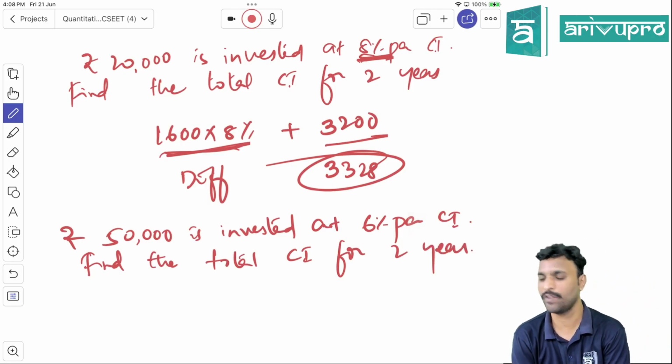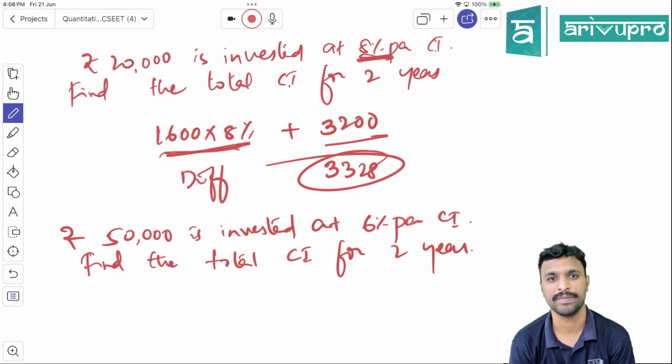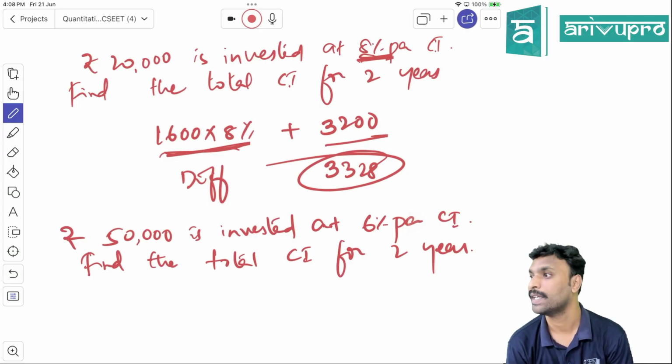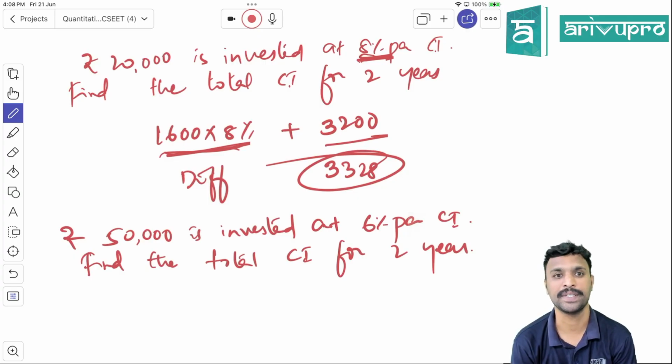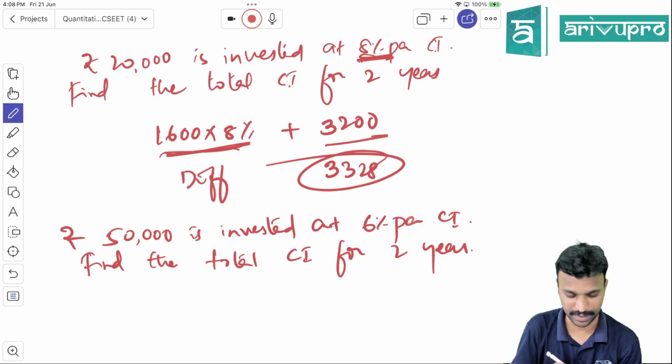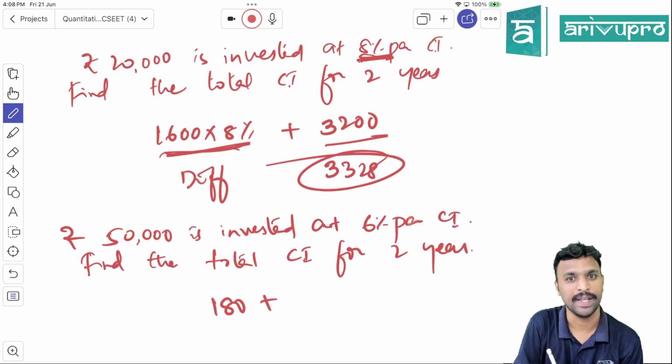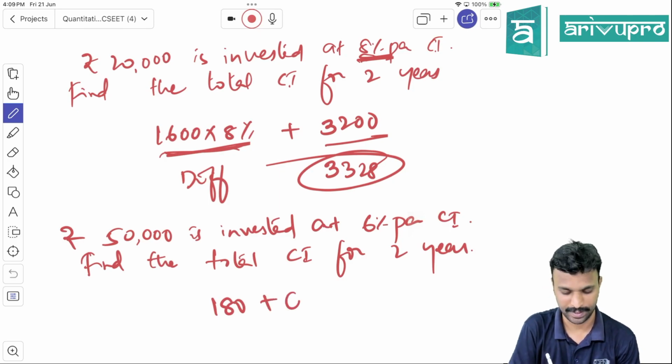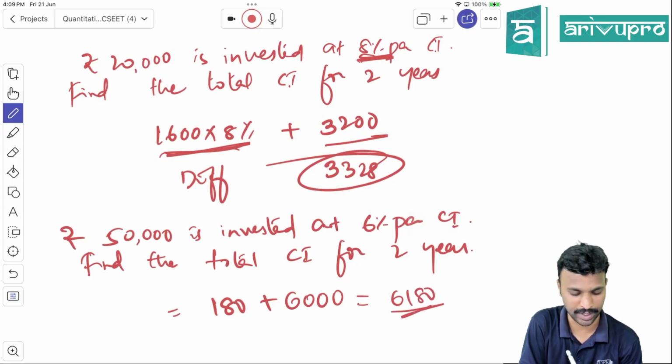First of all, SI for 1 year. 6% on 50,000 is 3,000. Now on 3,000, 6%: 1% is 30, so 6% is 180. So 180 plus 3,000 into 2, 6,000. So the result is 6,180, the total CI.